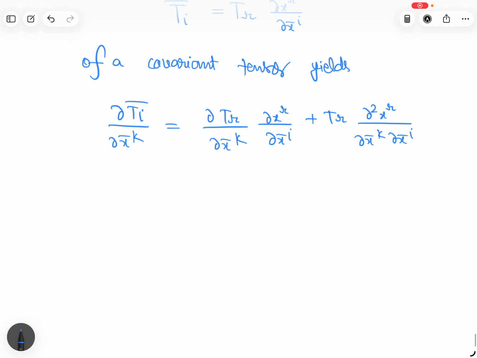We have used the chain rule in the first term, okay, and using the previous formula, third star, what we will get, that is ∂x^r/∂x̄_i ∂x^t/∂x̄_k bracket close, okay.